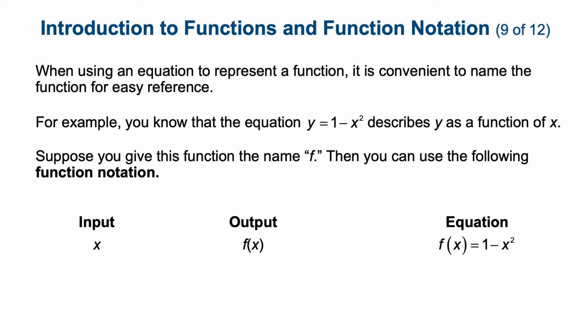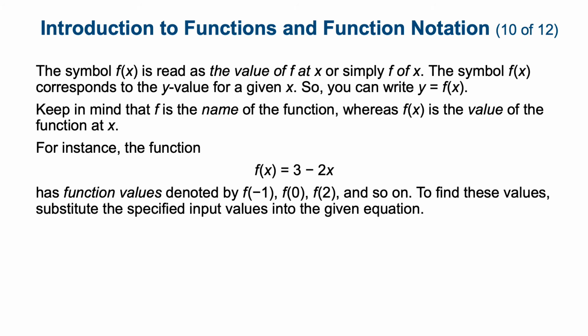And then if we give the function the name f, we can use this notation where the input is x, the output is f evaluated at x, or in other words, we say f of x, and the equation is f of x is equal to 1 minus x squared. So the way that you can think of this f of x, we read it as the value of f at x, or simply f of x, right? So basically this symbol represents y for a given x, or the output, okay?